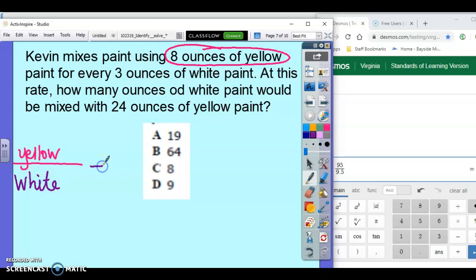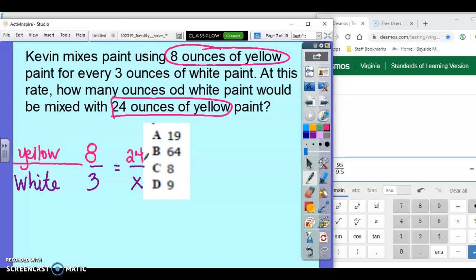So I'm going to have 2 fractions. Let's read this. It says Kevin mixes paint using 8 ounces of yellow for every 3 of white. So those two go together, 8 of yellow and 3 of white. So yellow needs to be in pink, so it goes up here. And then white is going to be written in this color. So those go together. The next one says at this rate, how many ounces of white, so we don't know that, so we're going to put an X, would be mixed with 24 of yellow. So I write 24 here. So now it's just a proportion for you to solve.